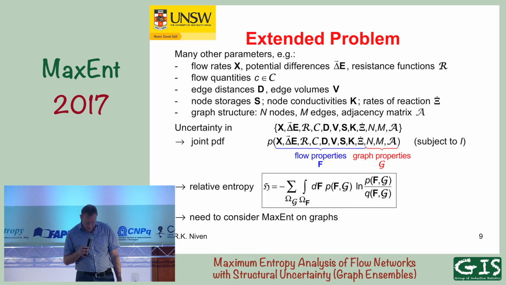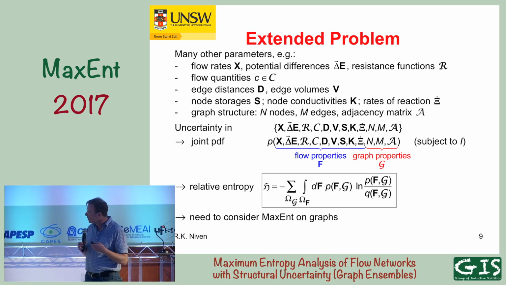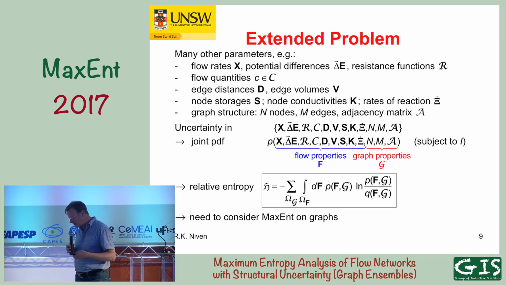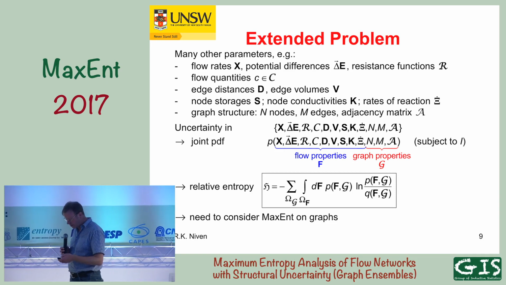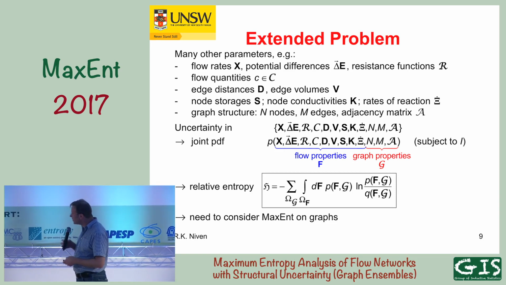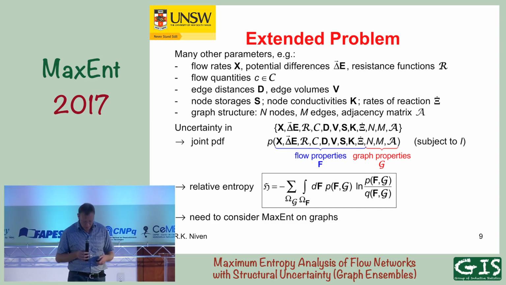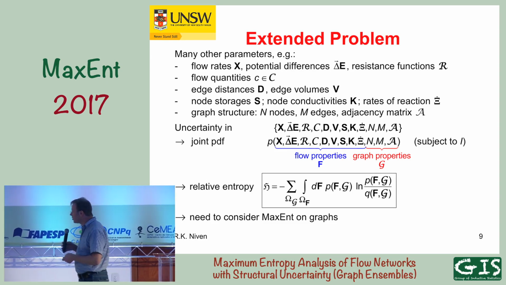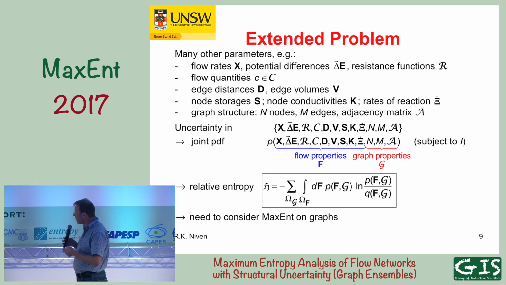Okay, so this then brings me to the extended problem. So you think about a network. We've been just analysing flows on a network, but there are many other properties of the network that we could bring into this analysis. So we could bring in different types of flow quantities. We could have some metric quantities, distances. We could have storages at nodes, so car parks, for example. You might be interested in the node conductivity, so for example, traffic light behaviour. And so all of this kind of thing can become part of your model.